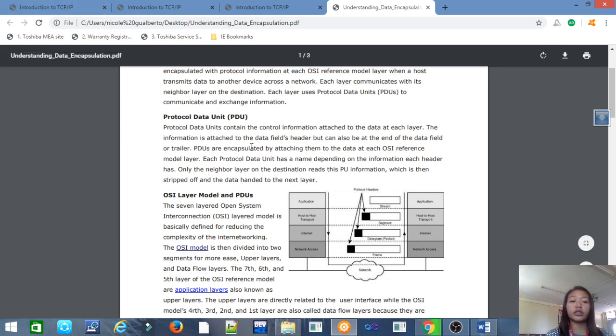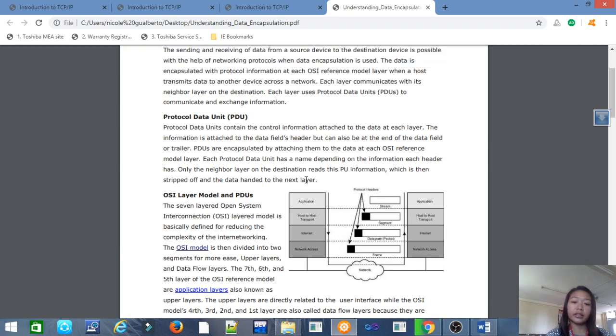The information is attached to the data field's header but can also be at the end of the data field, or trailer. PDUs are encapsulated by attaching them to the data at each OSI reference model layer. Each protocol data unit has a name depending on the information each header has. Only the neighbor layer on the destination reads the PDU information, which is then stripped off and the data handed to the next layer.